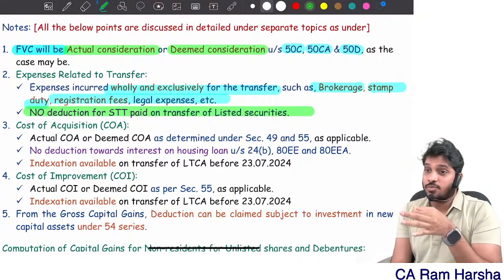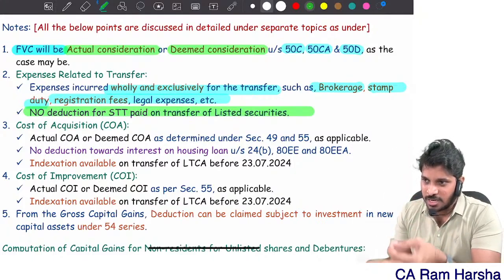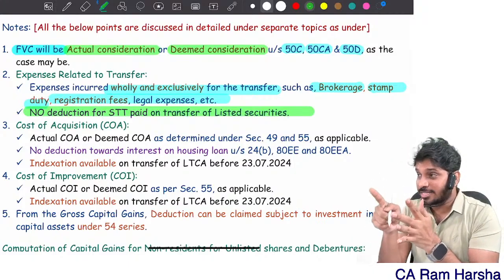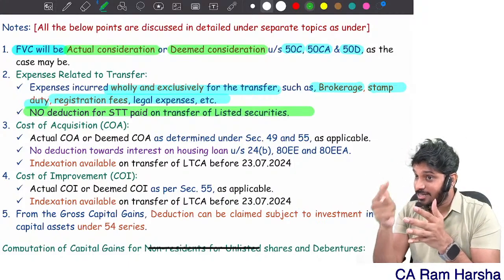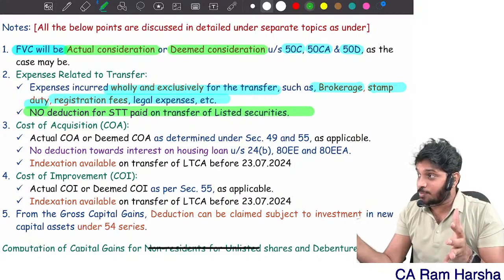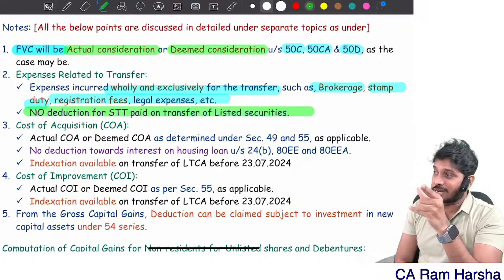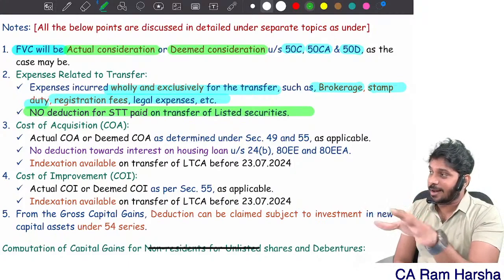From net consideration, what deductions are there? Cost of acquisition and cost of improvement. That's it. Once we cover how to decide the cost of acquisition, I will discuss period of holding, cost to the previous owner, section 49(1) modes, and so on. So much discussion is there. Once we complete that, I'm telling you, predominantly the capital gains chapter is over.